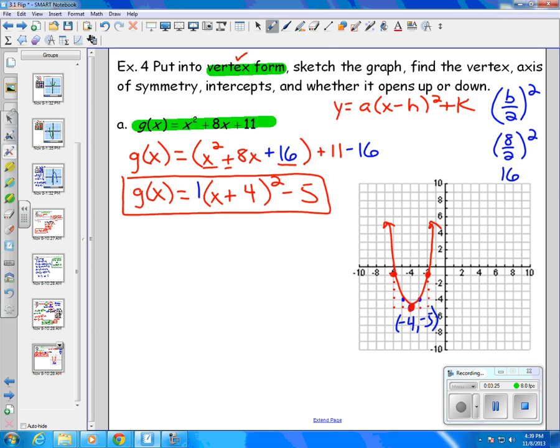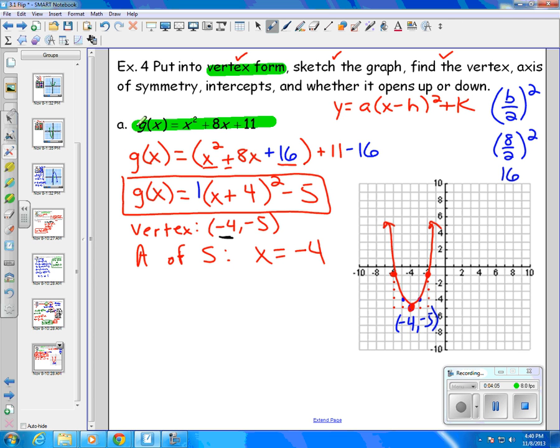So that's taken care of. We already talked about what the vertex was. The vertex is negative 4, negative 5. The axis of symmetry, we specified in the previous flip, is always equal to h. It's always x equals h. So the axis of symmetry is going to be x equals negative 4. It's just this value right here, the x coordinate of the vertex every time.